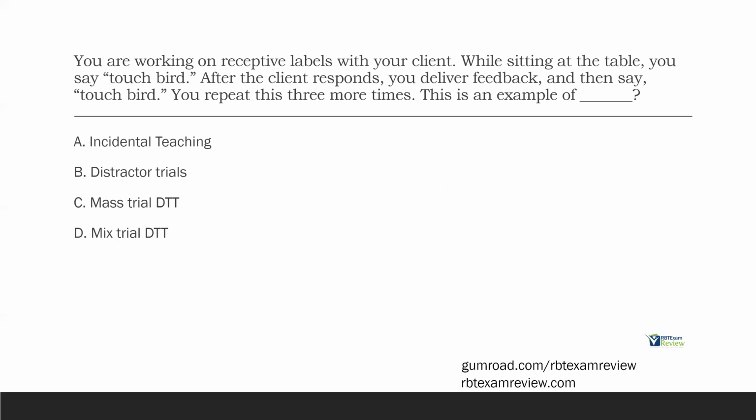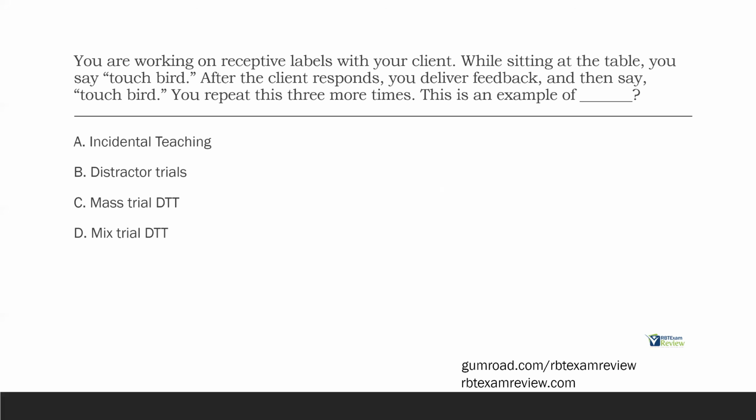Okay, so we're doing some sort of rote training here, right? This type of training should immediately start to signal DTT to you. DTT, remember, we're presenting an SD, getting a response, delivering a consequence, pausing, and then doing it all over again, okay? So we're thinking DTT, we just want to figure out what type of discrete trials we are doing.